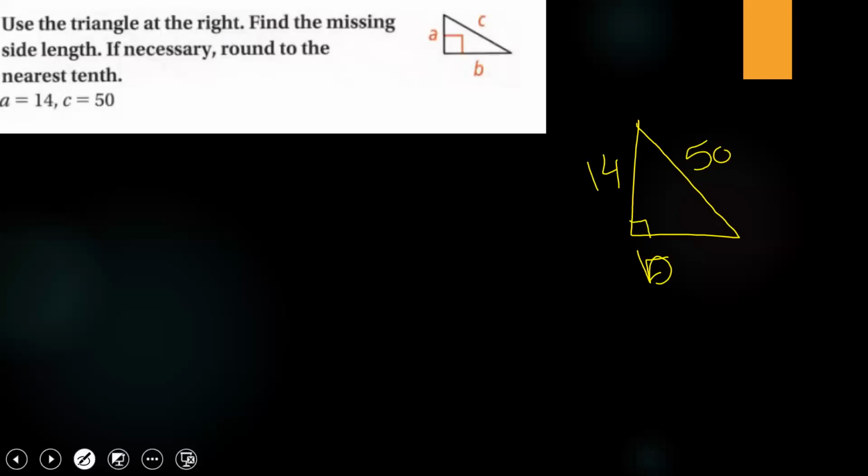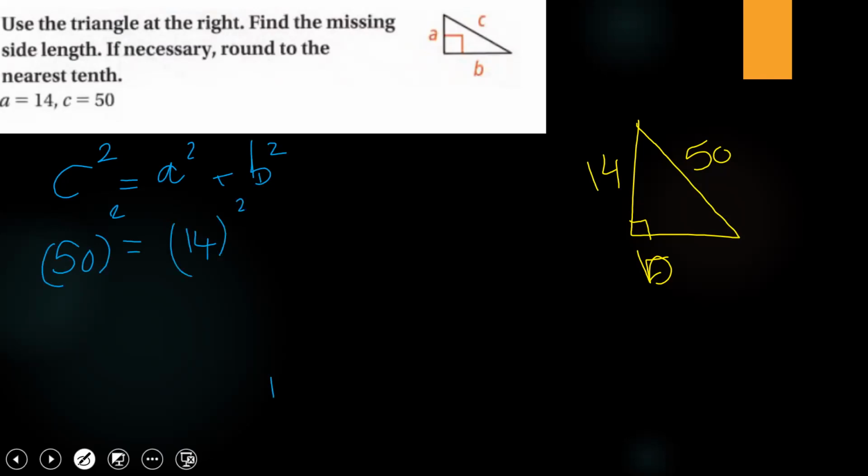As I told you before, here I want to use the Pythagorean Theorem, which says that the greatest one squared, which is C squared, equals A squared plus B squared. This is the Pythagorean theorem. Now where's C? It is 50. A, it is 14. And B squared, I don't know it.